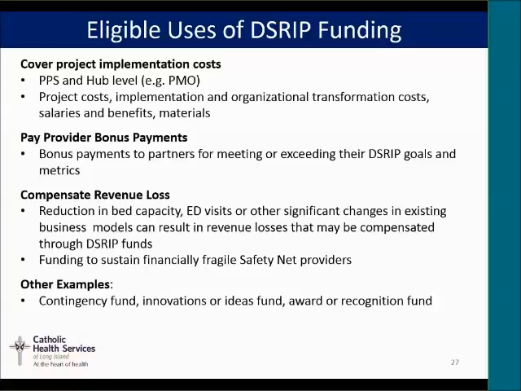In order to implement a lot of these, you might need some capital money, you might need to hire staff, you need to train staff, you might need to buy equipment. All of this stuff costs money, and DSRIP funds are available.